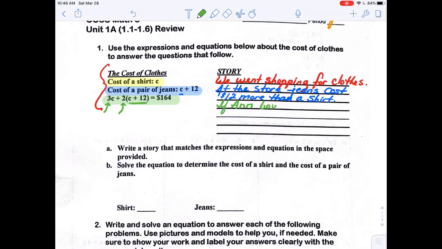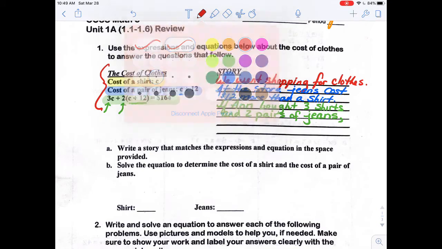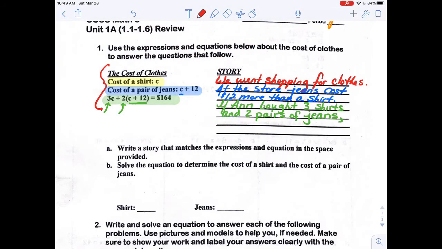If Anne bought 3 shirts and 2 pairs of jeans, comma, now I can put in my final conclusion, which is the question. What are you looking for? How much does each item cost? With a question mark.